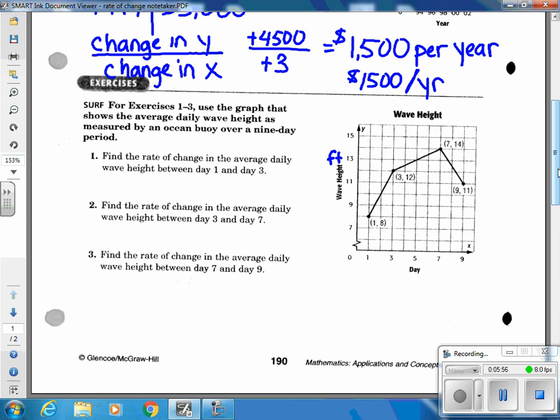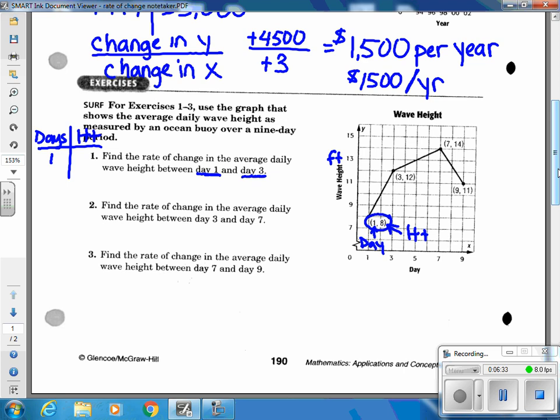For number 1, it says find the rate of change in the average daily wave height between day 1 and day 3. Here are your x values. So when we go to set up our table, it won't say x and y, it's going to say days, because that is our time value. And then the y value is the y-axis, that would be height. So we're looking at what day and how high were the waves. So we want day 1, and if you look at the graph right here where it says 1, 8, 1 is the day and 8 is the height. That's how your ordered pair is set up.